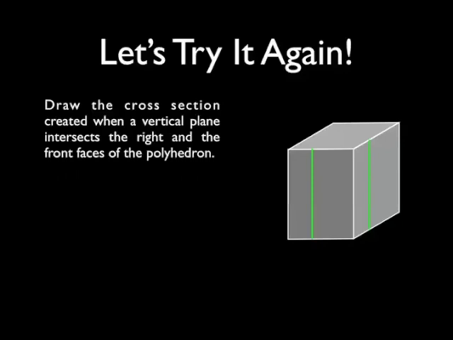Now that we have our vertical lines, let's connect the top and bottom of them. There's the top and the bottom. So we are obviously going to get a quadrilateral here.